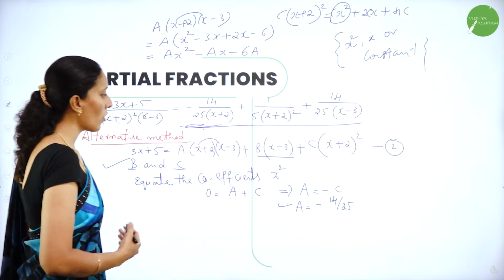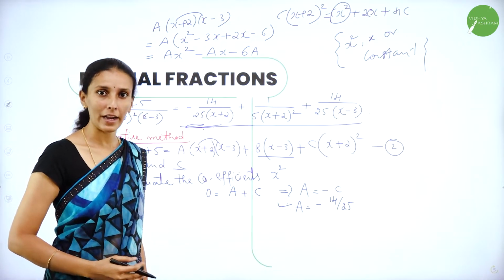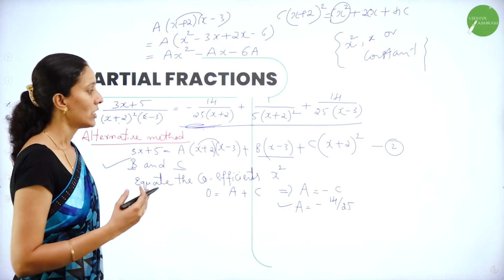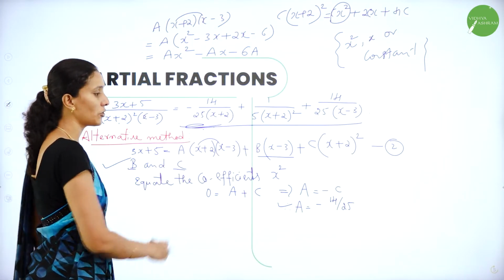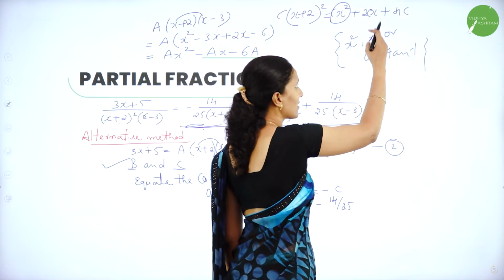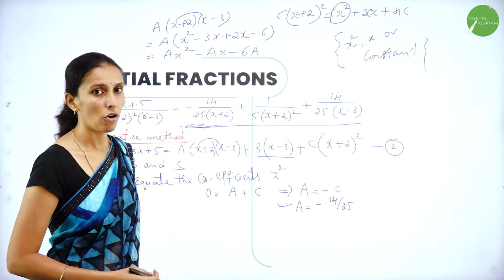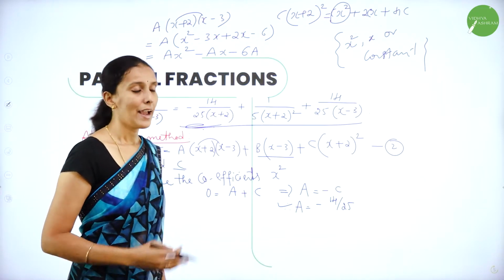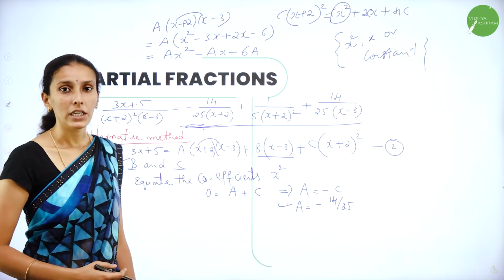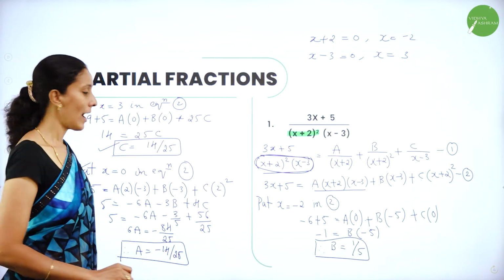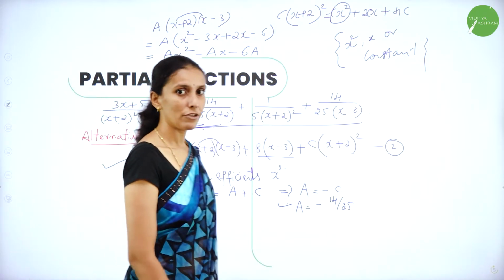So this is one more alternative method you can use without equating the linear factors to 0. Just equate the coefficients of x square, x or constant in the given equation. You can find out the values of the constants a, b, c and substitute them back into equation 1. So this is one method, and here is one more alternative method.